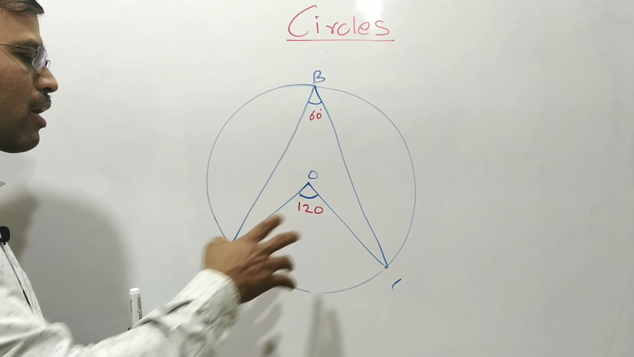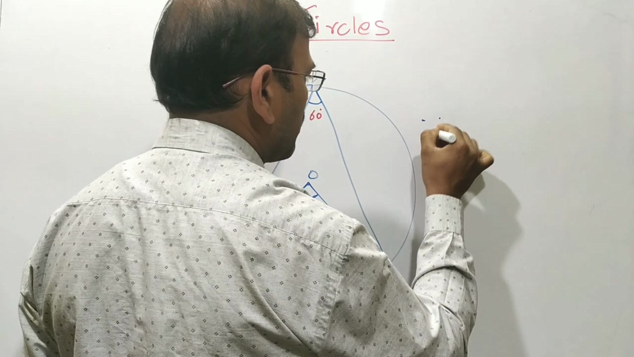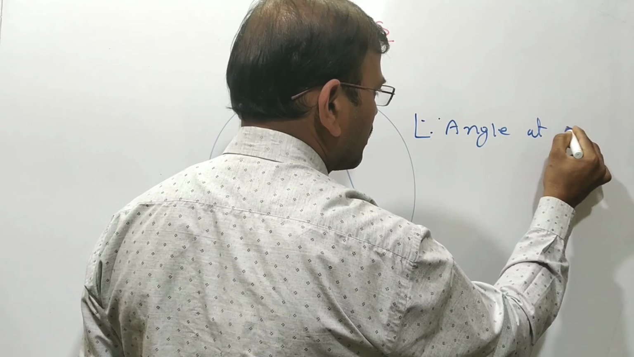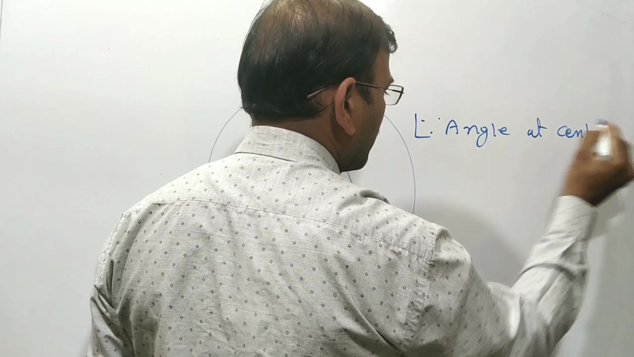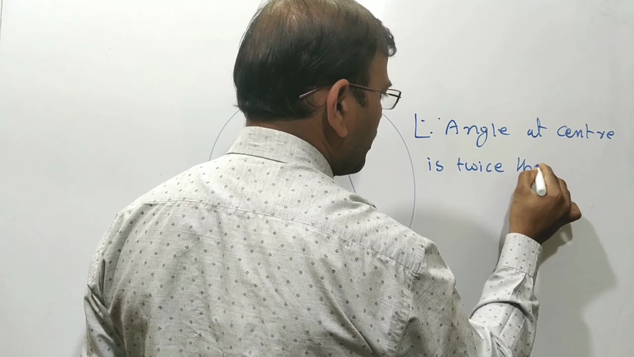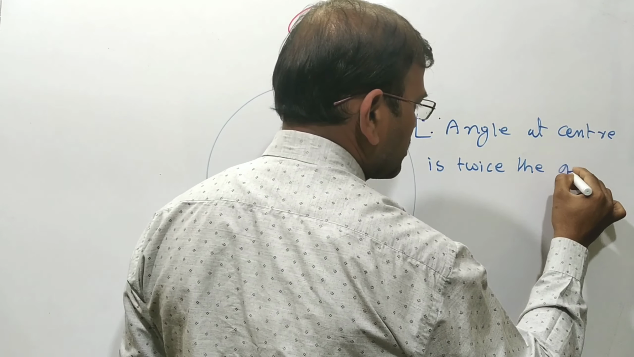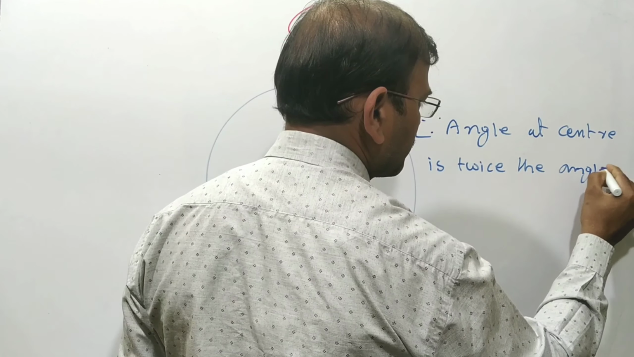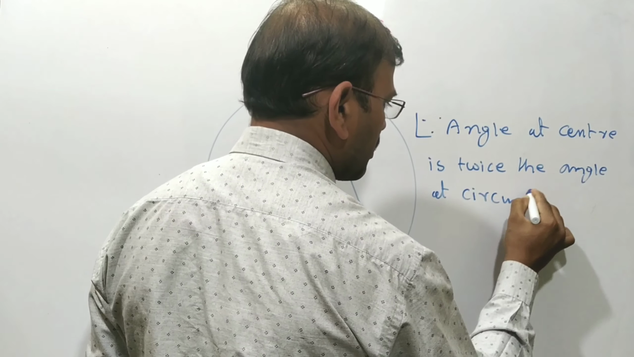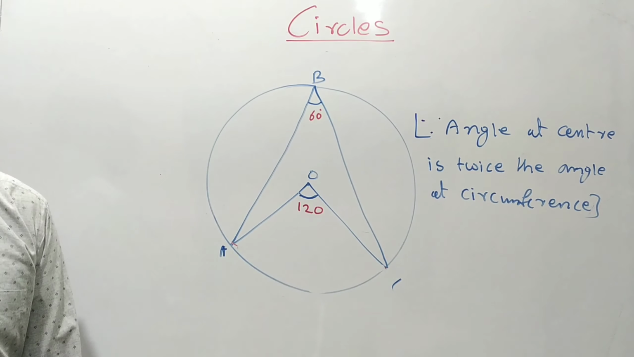So whenever you come across a concept like this, you are going to give the reason as: angle at the center is twice the angle at the circumference. This is the reason you are going to give.